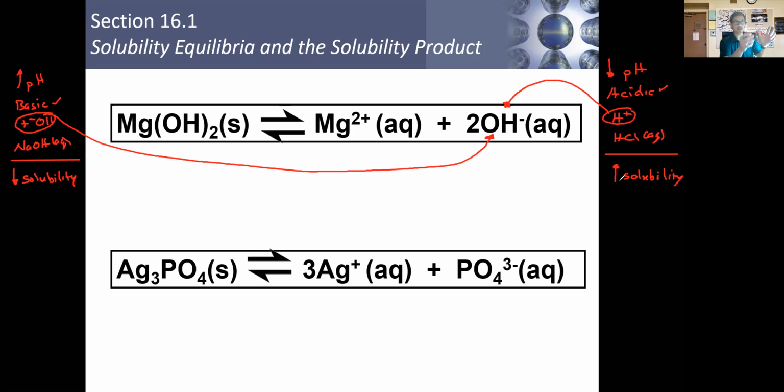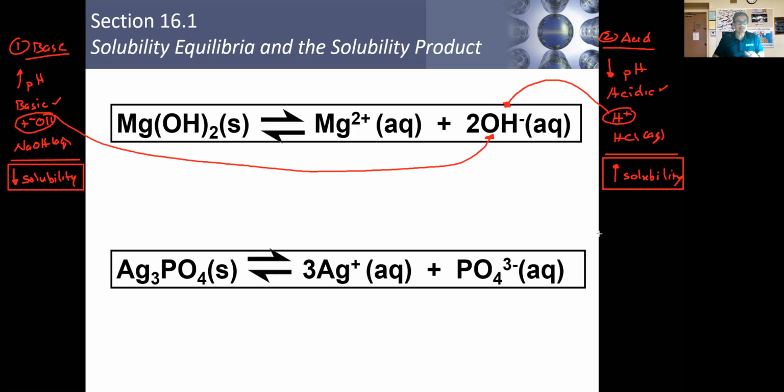So changing the pH in either case, in case number one where we are adding in base, or case number two where we're adding in acid, by changing the pH we have absolutely changed the solubility. We have made the solution either more soluble or less soluble. Again, that's what you want to keep in mind. The pH will affect the solubility of at least magnesium hydroxide.